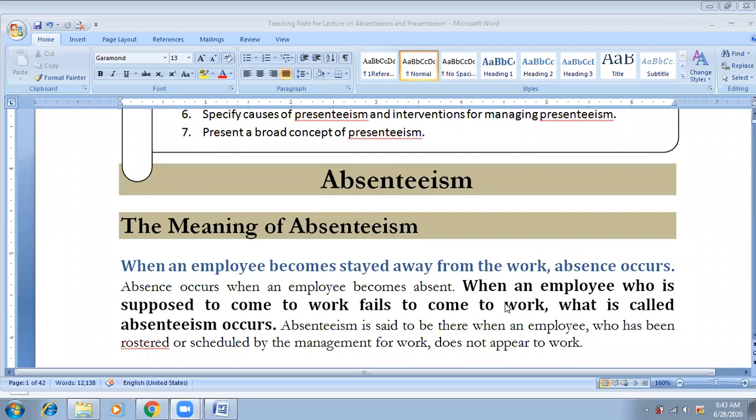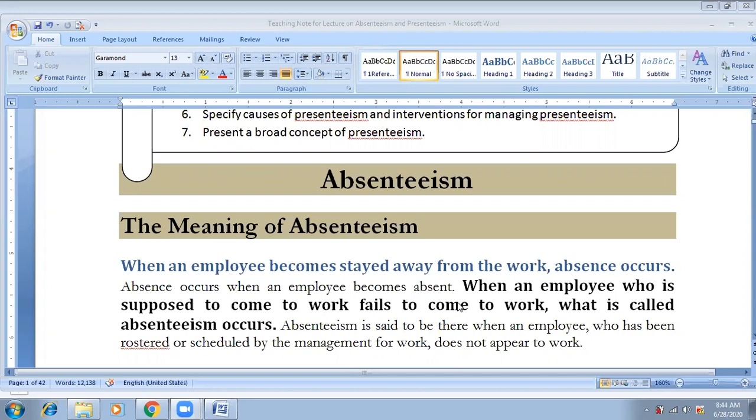When an employee who is supposed to come to work fails to come to work, what is called absenteeism occurs. So absenteeism is said to be there when an employee who has been rostered, who has been scheduled by the management for work, does not appear. Assume you are an employee, you must have been scheduled by your superior for work. If you don't appear, that is absenteeism. So there is an expectation on the part of the employer. The employer expects the presence of a certain employee, and that employee doesn't come, then absenteeism occurs.